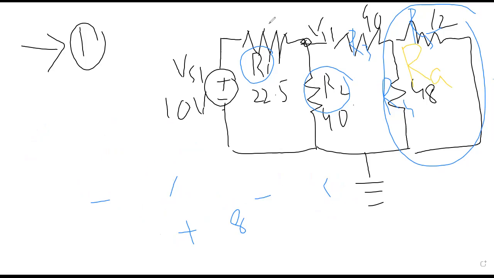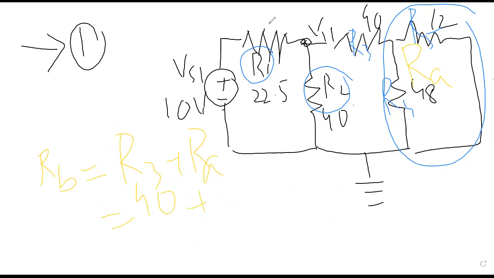So this value will be the RB value. So RB equals R3 plus RA. R3 equals 40, and the RA value we computed is 9.6. So RB equals 49.6 kilo ohm.